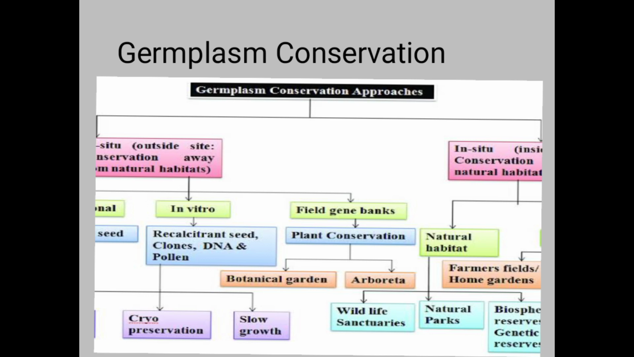We also have in vitro conservation, where we conserve things like recalcitrant seeds, the clones, the DNA, and the pollen grains for plant conservation and for future tissue culture, commercializing of tissue culture plants and the others. Those things can be preserved further by the cryopreservation method. This other one we have is the field gene bank, where plant conservation is taking place, where you can conserve the botanical gardens, slow growth, and the rest of them. And we also have wildlife sanctuaries, so many of them under the in situ conservation method.